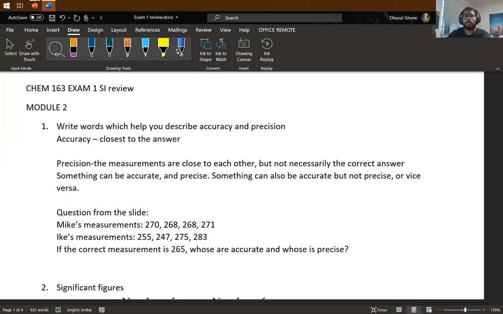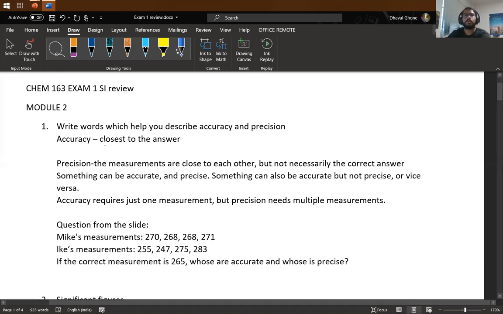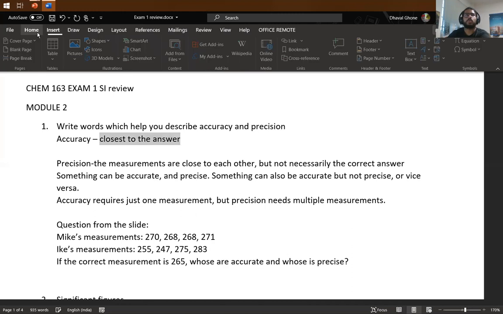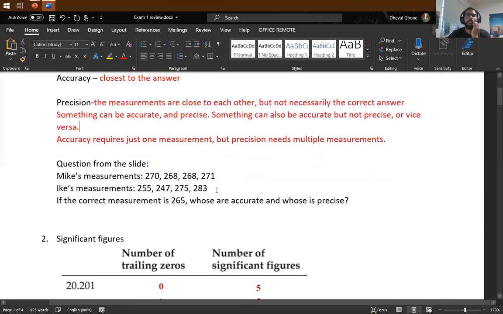One more note someone made was that accuracy requires just one measurement. You can take one measurement and it can be the right answer, but precision needs multiple measurements. You can't say, oh, I took one reading and this is very precise. The whole point of precision is that multiple readings are very similar. So you can't have precision with just one reading. You need multiple readings or multiple measurements. Okay, I'm gonna highlight this so you know that this is what I wrote. Cool. Okay, moving on to the next question.